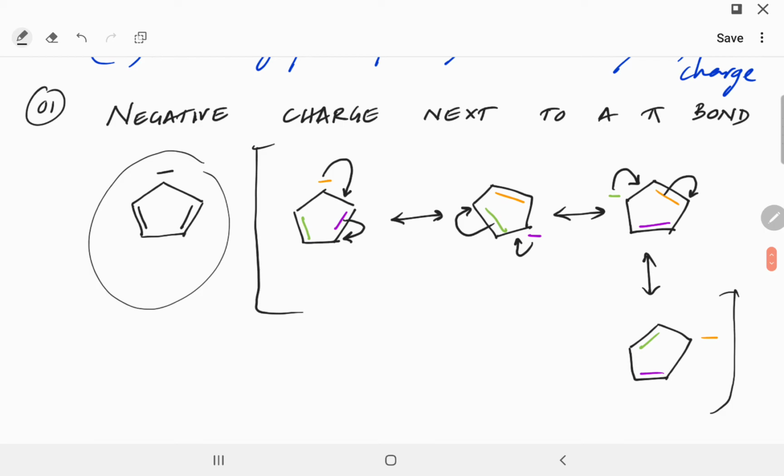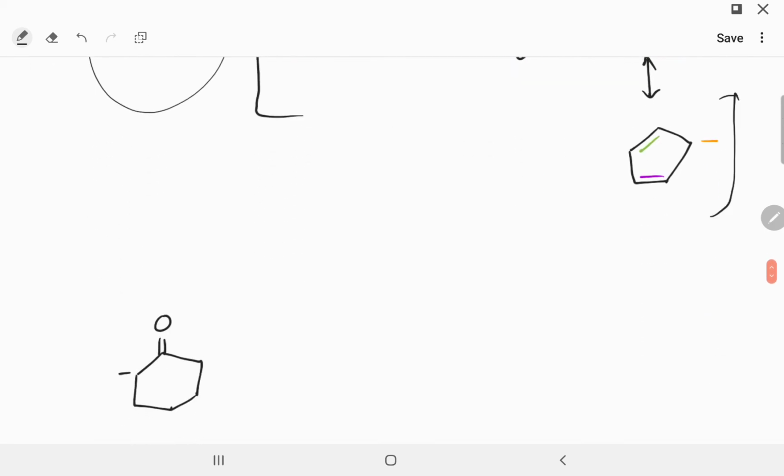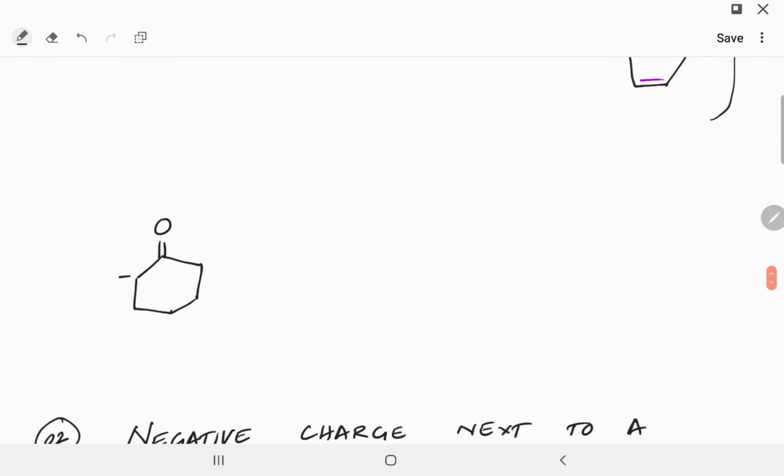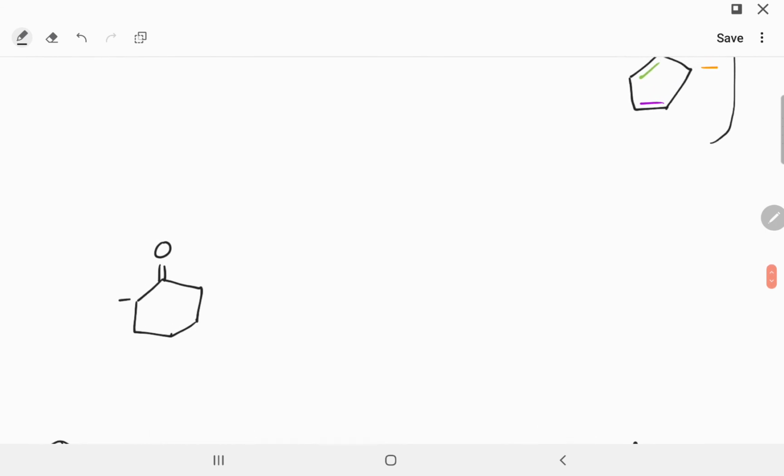All right, so that is how you write resonance structures if you have a negative charge next to a pi bond. So here's another example. I want you to pause the video and see if you could do this one. In here, once again, you have a negative charge next to a pi bond. See if you could draw resonance structures.